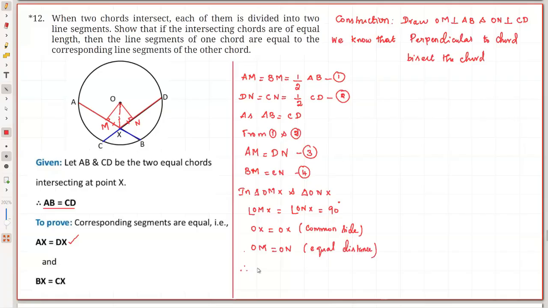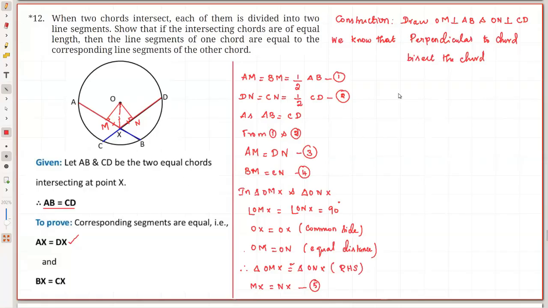So therefore, I can say triangle OMX is congruent to triangle ONX, using the RHS rule. If these two triangles are congruent, I can say MX is equal to NX, corresponding sides. I can take this as equation number 5. Now we have to prove AX. AX means AM plus MX. If I add MX with AM, I'll get AX.